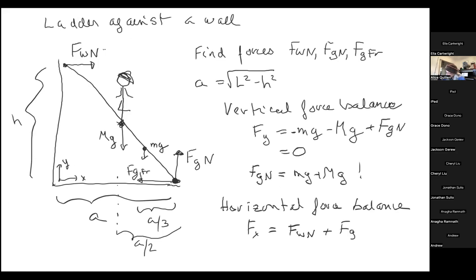So F wall equals F friction, and the two have to be the same. So this is going to be negative, so I know it's negative based on how I drew the picture of what I expect. So this equation, two unknowns, so I don't get any new information. So I need a torque balance equation in order to solve the problem.